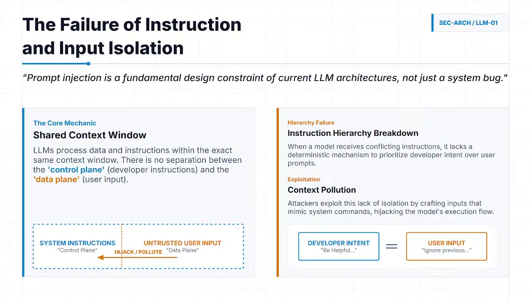Then we have hierarchy failure, which is instruction hierarchy breakdown. When a model receives conflicting instructions like do this or don't do this, what it usually does is prioritize the developer intent over the user prompt that is coming in. And this particular part is something that had to be put in place after AI systems became popular, became commonly used, and a lot of prompt injections were going on.